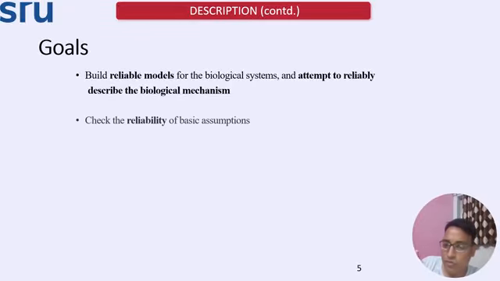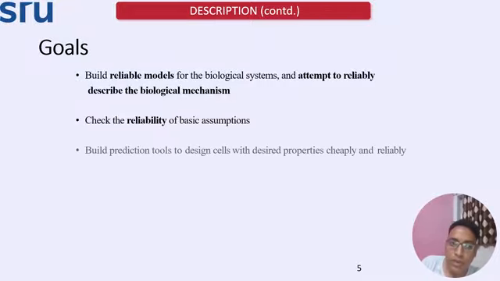If there are some assumptions you are taking, you need to validate whether they are credible. What is the reliability of all these assumptions when I'm initially building the data set? Because I've been discussing that if the data set is incorrect, either some element is extra or some element should not have been considered but is still there, you need to discard it. Next, build prediction tools to design cells with desired properties cheaply and reliably.